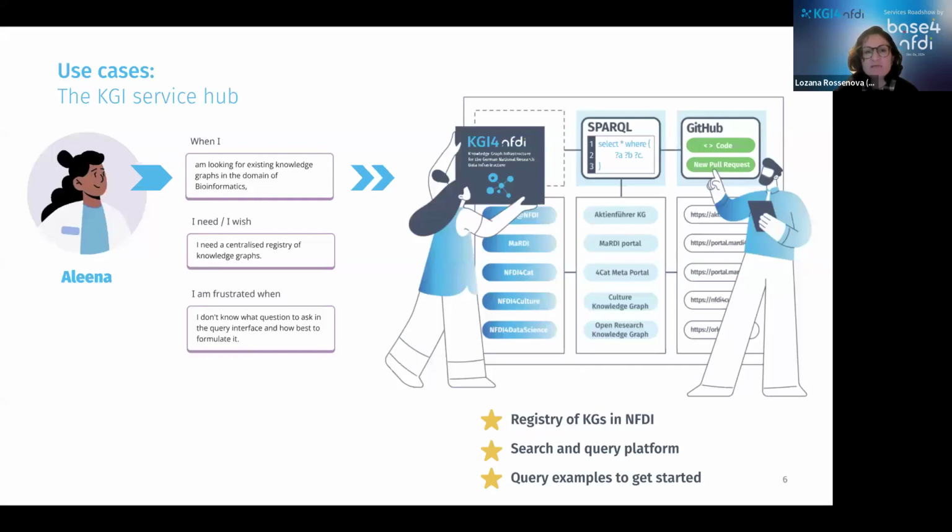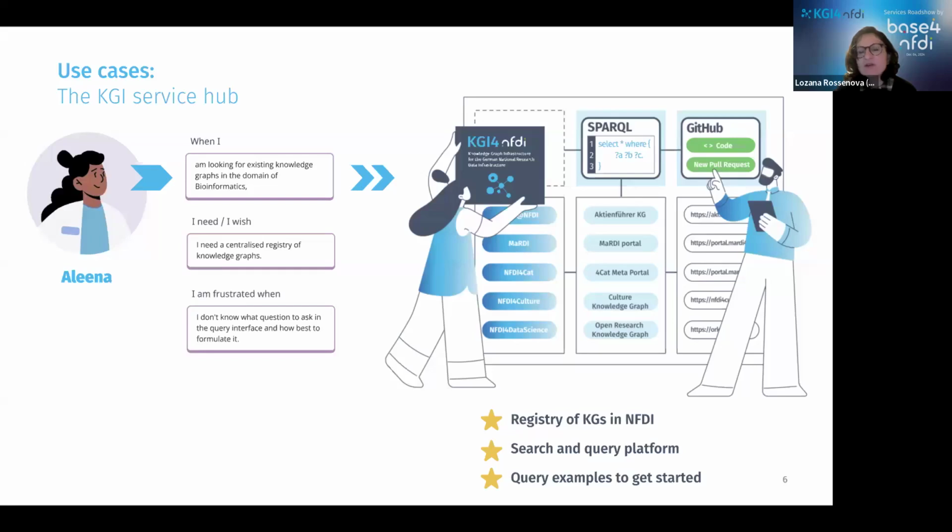So she needs to be looking for existing knowledge graphs in the domain of bioinformatics. And she basically would like to have a centralized registry. And pain points, or where she might get frustrated along her user journey, could be, for example, the point where she needs to formulate specific questions in the query interface, and she may be wondering how best to formulate it, especially when she will be tapping into resources she may not have used before.